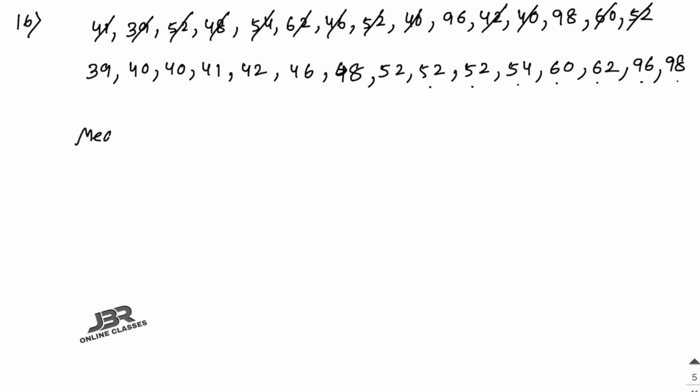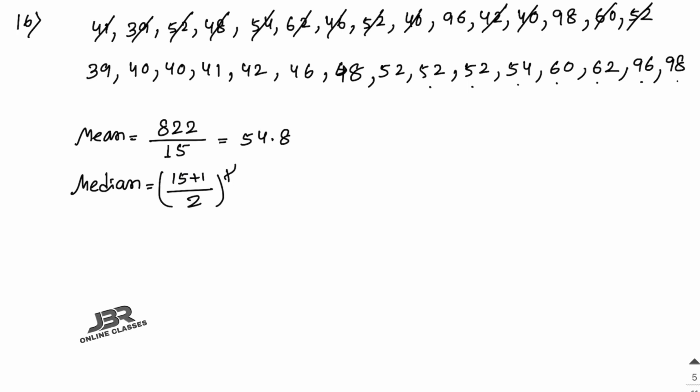So now mean equals, first you have to add all the numbers, it's 822, and the total number of observations is 15. So 822 by 15 is 54.8. And the median: as there are 15 total observations, that means odd, so it is the (15 plus 1) by 2, eighth observation. So 1 2 3 4 5 6 7 8, that means 52. So 52 is your answer.